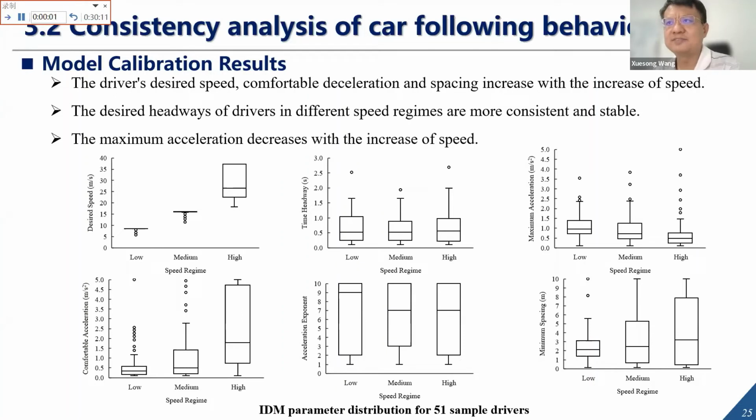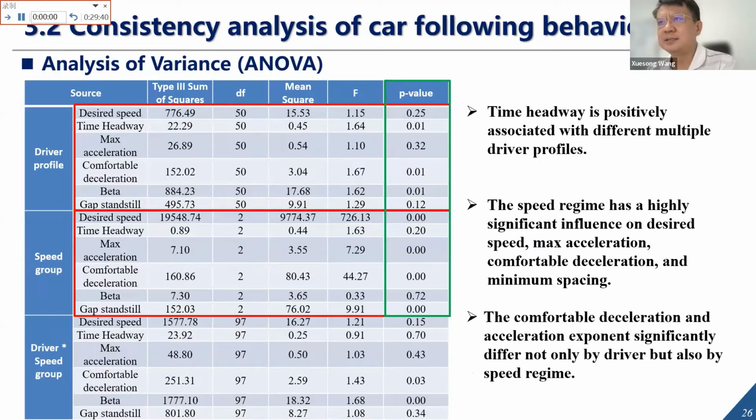Then we analyzed what other factors influence car-following behaviors, whether the driver's behavior or the traffic environment. So we conducted this analysis. From this ANOVA analysis, we can see speed is the most significant factor for all car-following parameters, including design speed and time headway. Most of the car-following parameters are significant for different speed groups, and not for the driver's profile, which means the environment is the most significant factor influencing drivers' car-following behaviors.